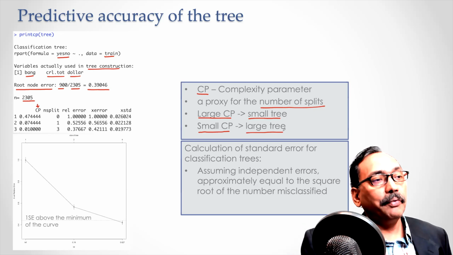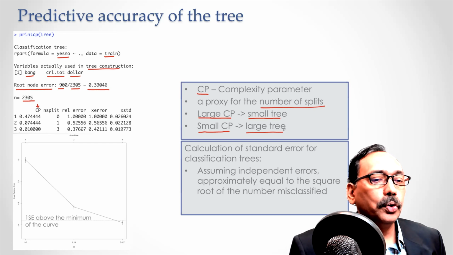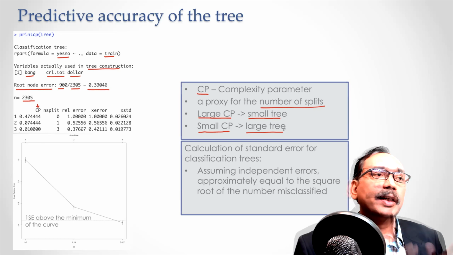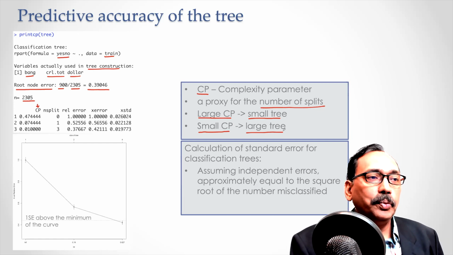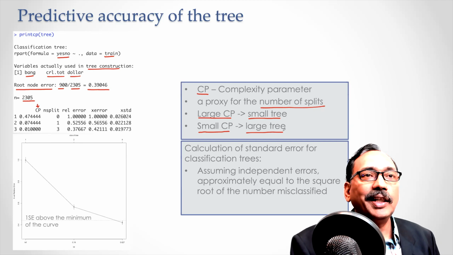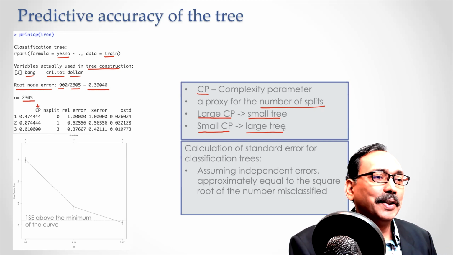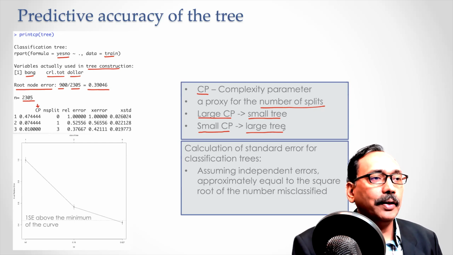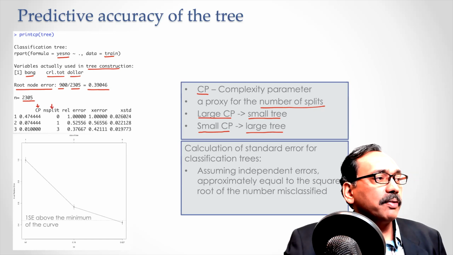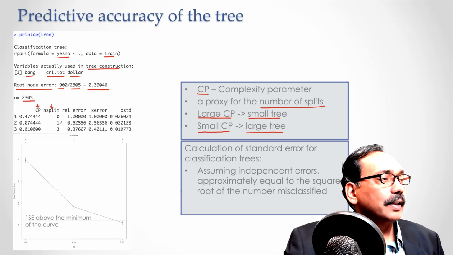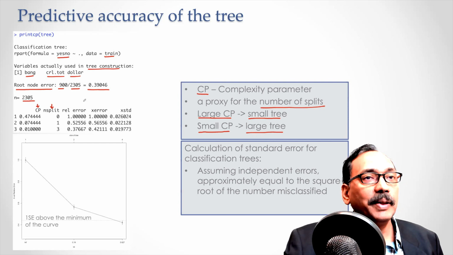If your CP value is too small, there are chances that you may start overfitting the data, because you keep on breaking your tree into smaller and smaller branches, and you may reach a situation where each branch has only 1 or 2 data points, very small. That way you may overfit if your tree is too large. The second column that you have is number of splits. Initially there is no split, and at that value CP is the highest, 0.47, and then you have values after 1 split, 3 splits, and so on.